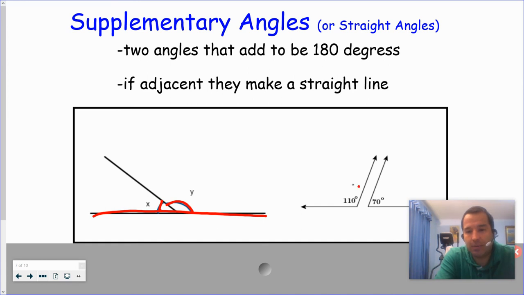But these two are supplementary as well because 110 plus 70 is 180. But technically, if they're not adjacent, then it's not really a straight line. They're just two angles that add up to 180.